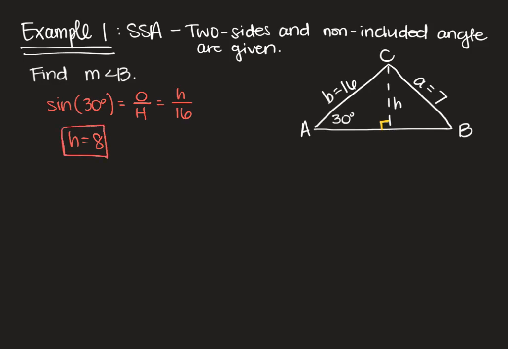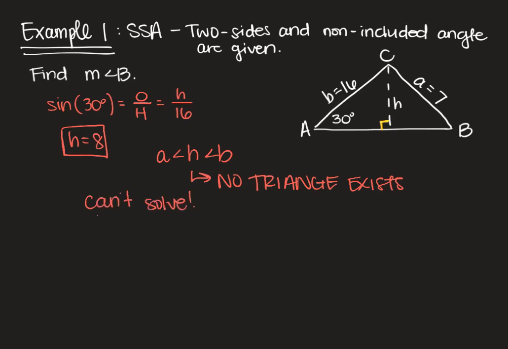So this does mean that side length A is smaller than the height of the triangle, which is smaller than B. Whenever the side opposite the given angle in this situation is shorter than the height of the triangle, we know that we have no triangle that exists. Which means that we can't solve for the measure of angle B, because it's not a true triangle.